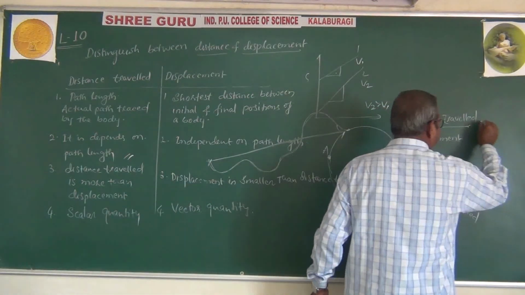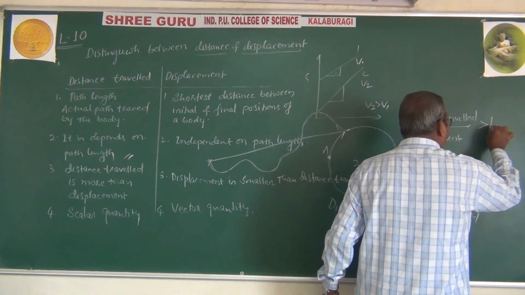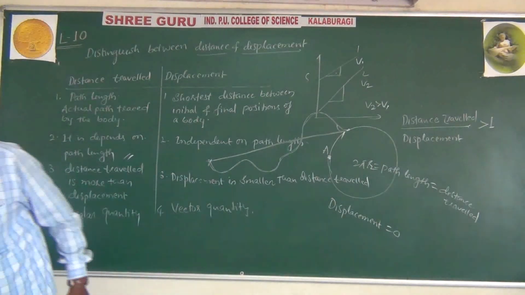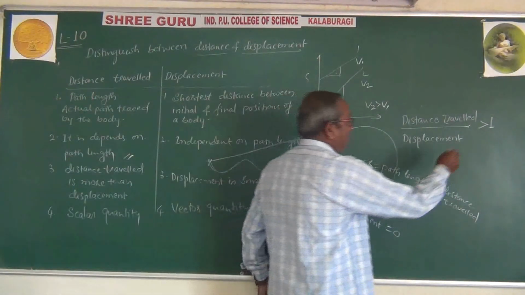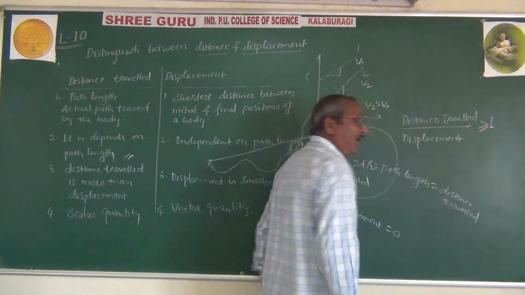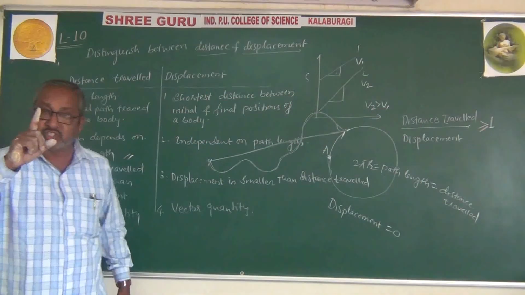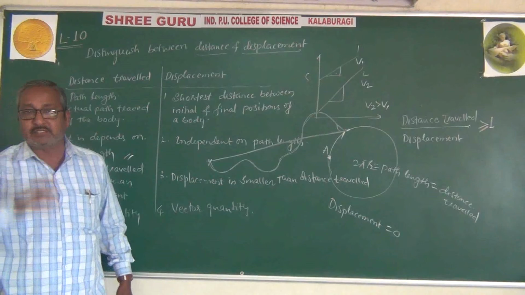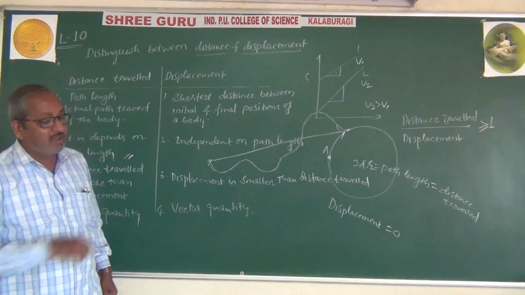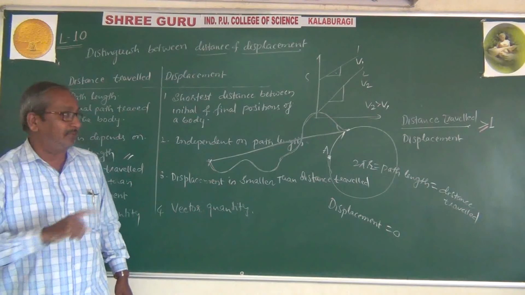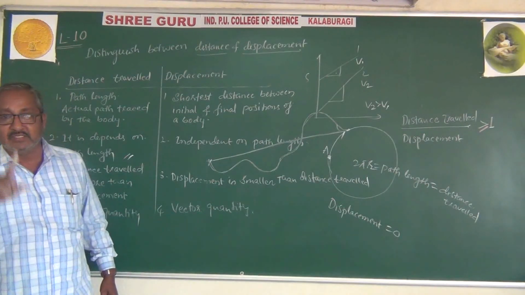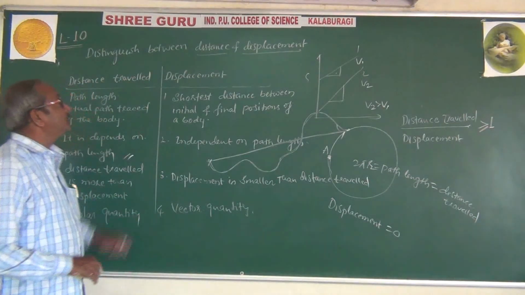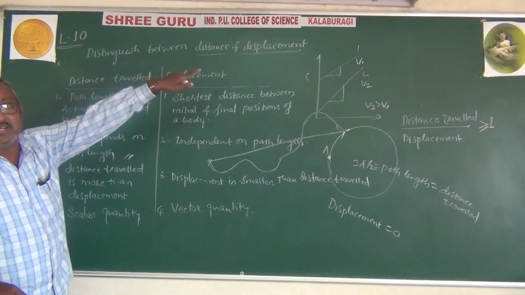Distance traveled by displacement is greater than 1, and it is equal to 1 when the body is moving along a straight line. Other than that, distance traveled divided by displacement is greater than 1. Is it clear? These are the few differences between distance traveled and displacement.